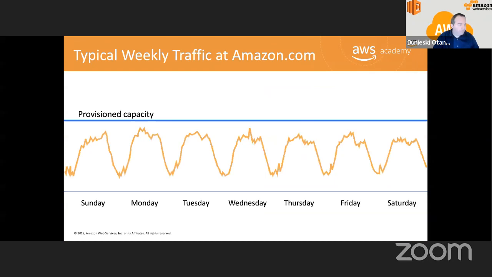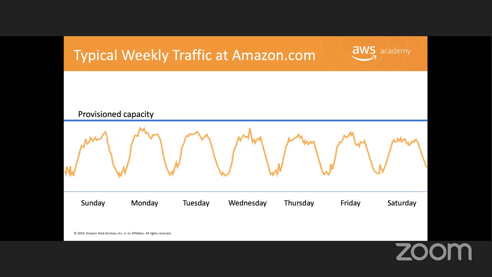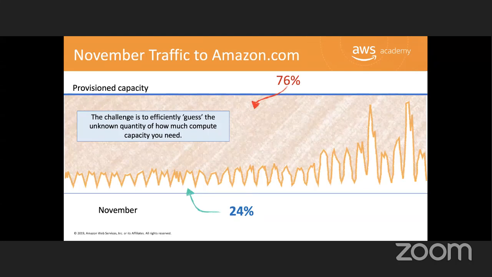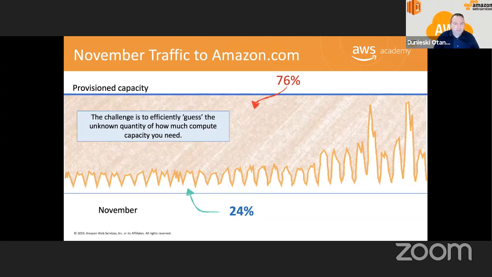Now, auto-scaling. Typical weekly traffic at Amazon.com. As you can see, it's very steady, right? The peaks are there every single day: Sunday, Monday, Tuesday, all the days. Provisioned capacity looks like an EKG, an electrocardiogram. So with provisioned capacity, the challenge is to efficiently guess the unknown quantity of how much compute capacity you need.